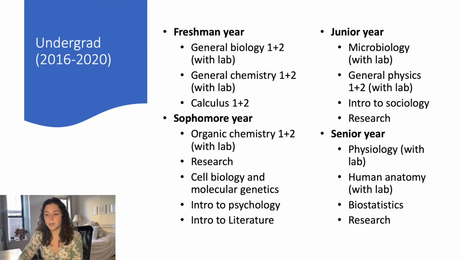All right, so freshman year, I started by taking general biology 1 the first semester, and then I took general biology 2 the second semester. Both I took with the lab course. I did the same with chemistry, did chemistry 1 and 2 with lab over the 2 semesters. I took calculus 1 and 2 over the 2 semesters.